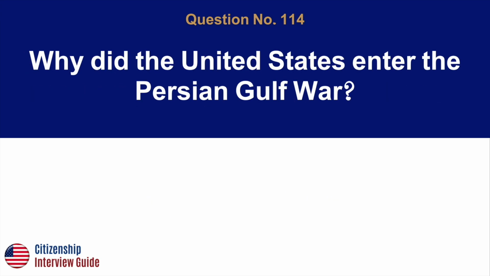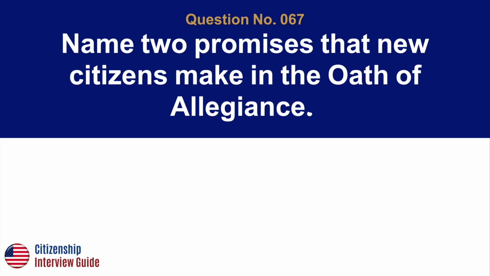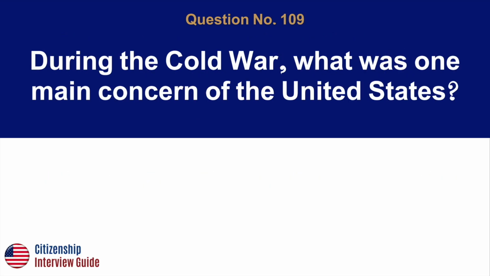Why did the United States enter the Persian Gulf War? To force the Iraqi military from Kuwait. Name two promises that new citizens make in the Oath of Allegiance. Give up loyalty to other countries. Obey the laws of the United States. During the Cold War, what was one main concern of the United States? Communism.